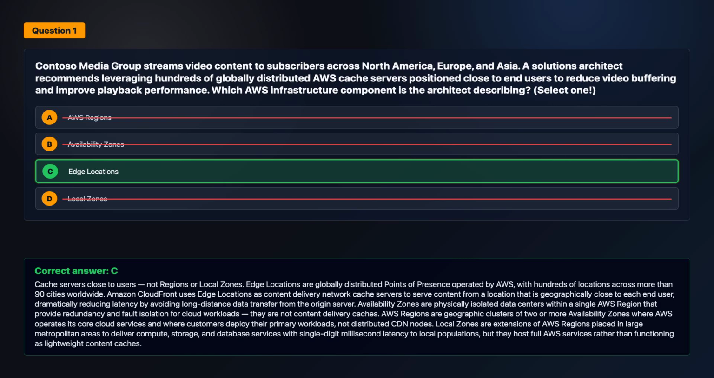Availability zones are physically isolated data centers within a single AWS region that provide redundancy and fault isolation for cloud workloads. They are not content delivery caches. AWS regions are geographic clusters of two or more availability zones where AWS operates its core cloud services and where customers deploy their primary workloads, not distributed CDN nodes. Local zones are extensions of AWS regions placed in large metropolitan areas to deliver compute, storage, and database services with single-digit millisecond latency to local populations, but they host full AWS services rather than functioning as lightweight content caches.